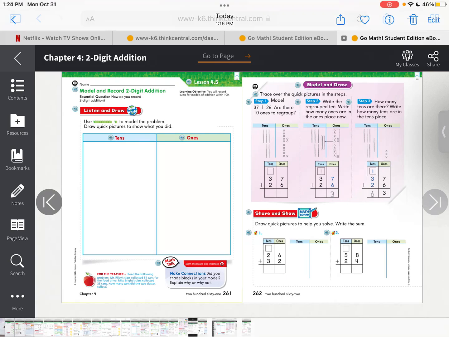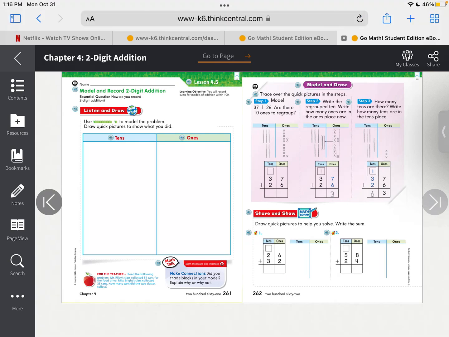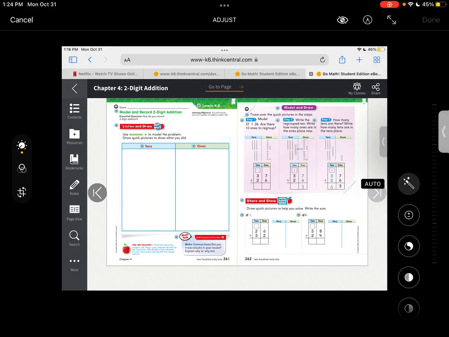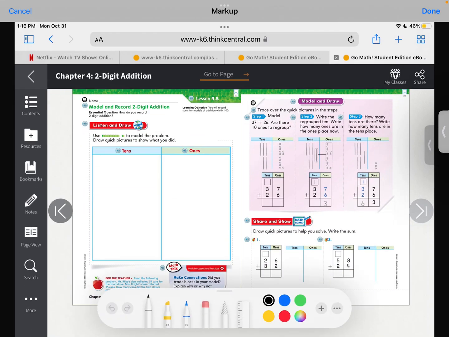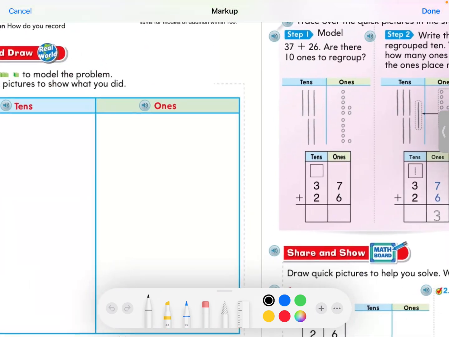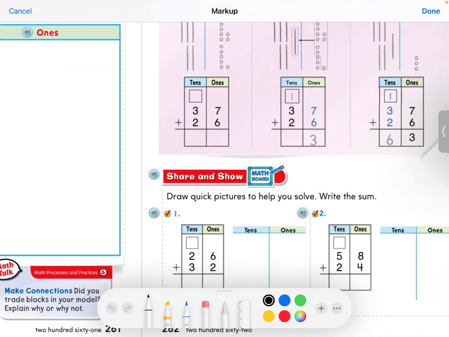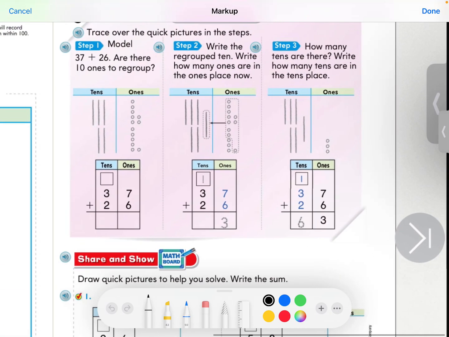Hi friends, this is lesson 4.5. You need to have your math book open to page 261 while we work. Okay, we did page 261 together, so you should have already had that page filled out. So now we're going to look at page 262.